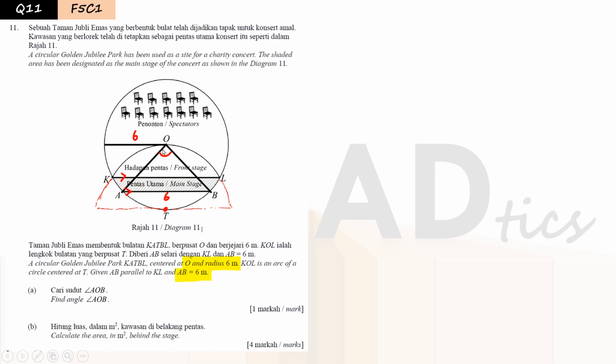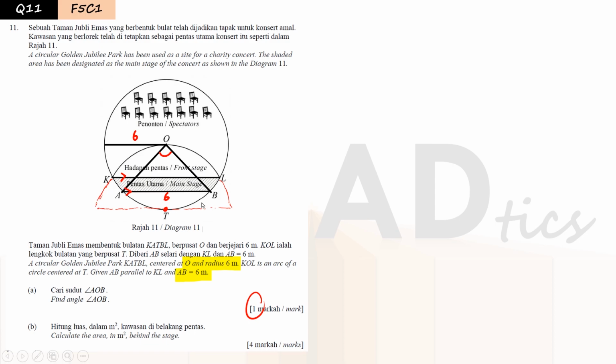And if we draw the lines, you can see that there is actually a triangle here. Alright? So if you look at the marks given for this question, it only has one mark, which means this question will be quite straightforward. It's just that we need to find more information from this triangle.